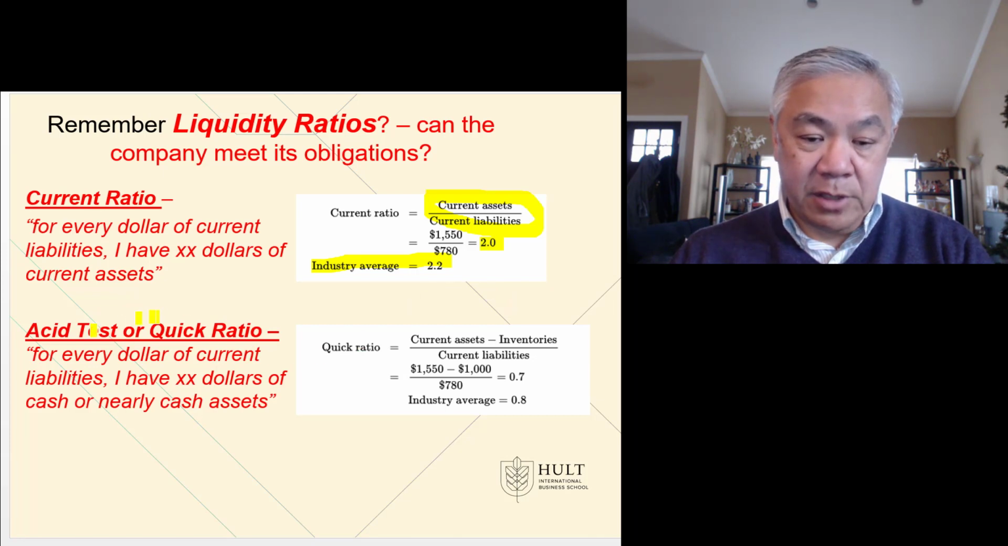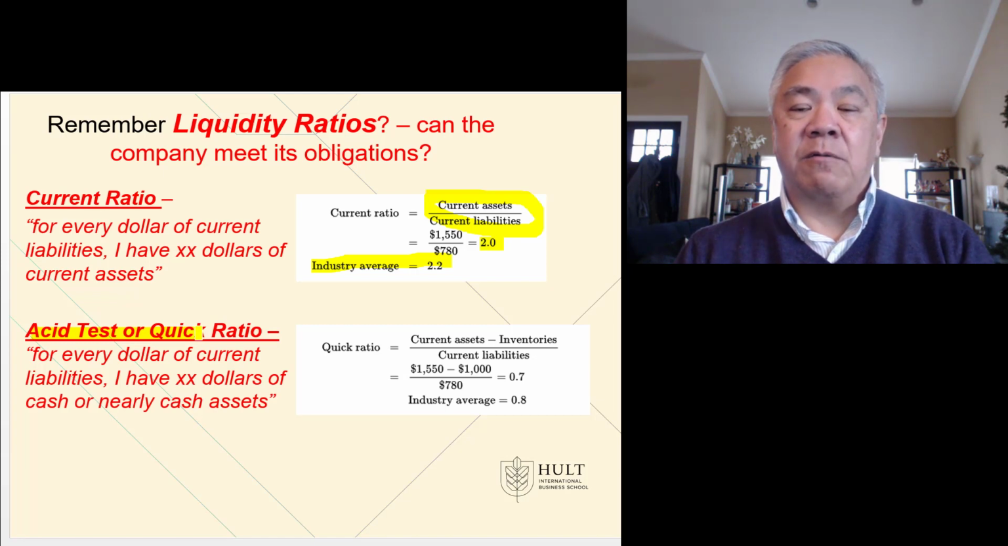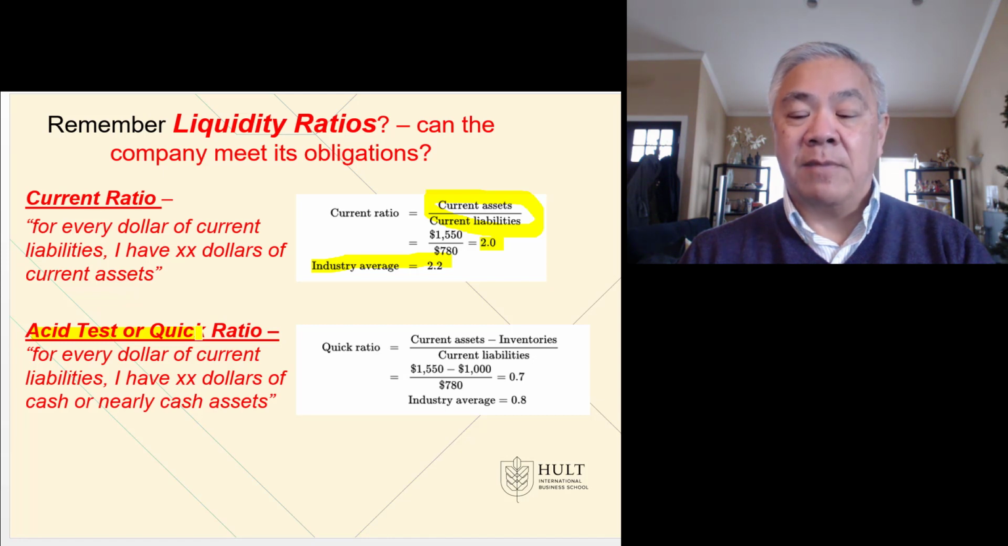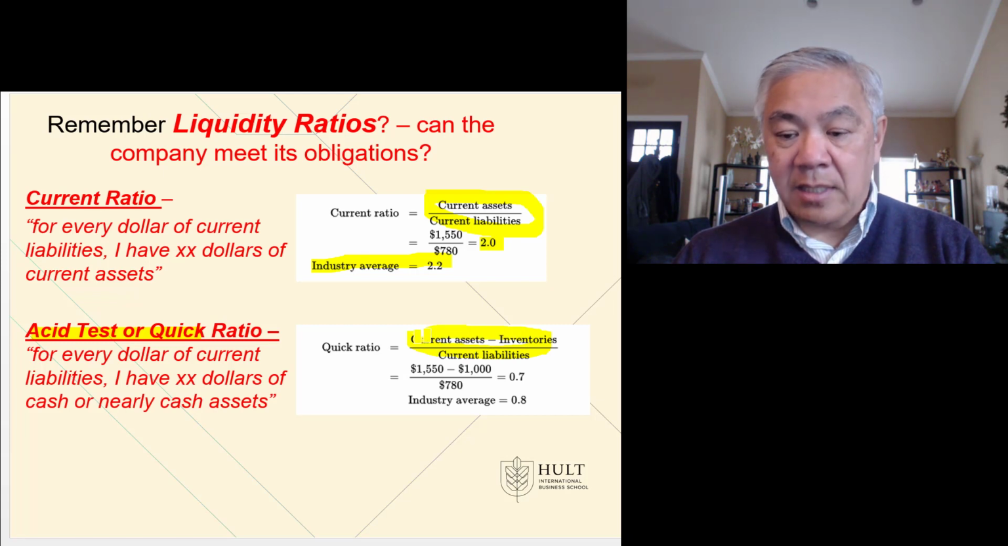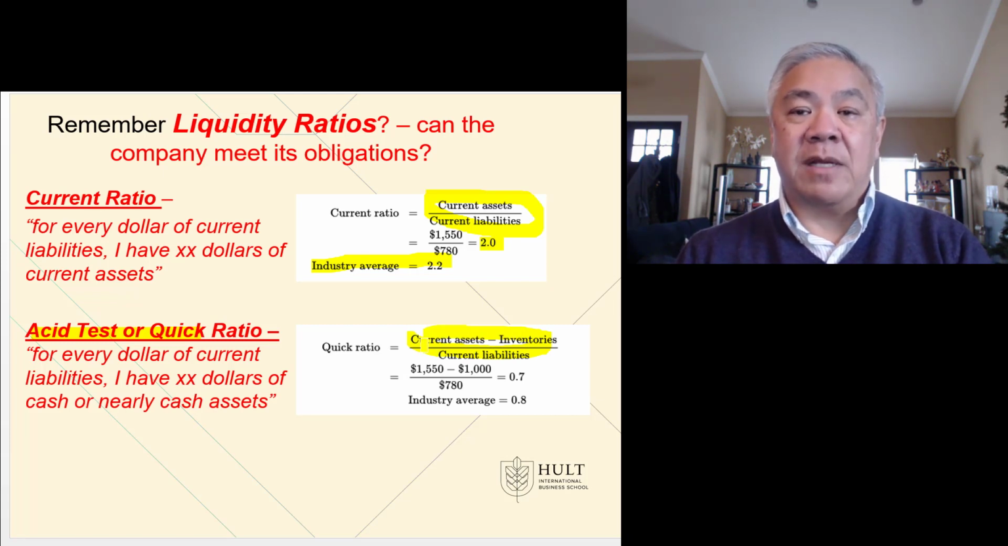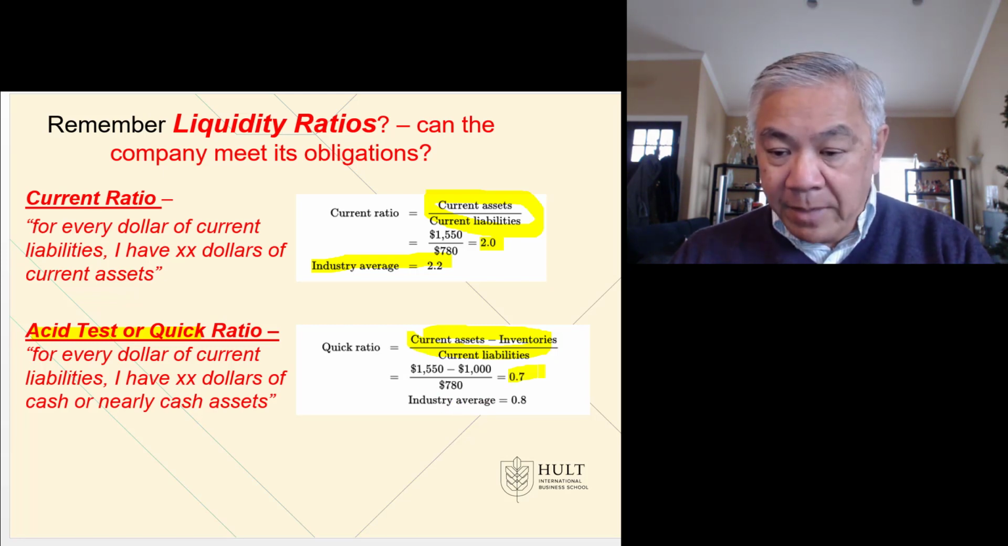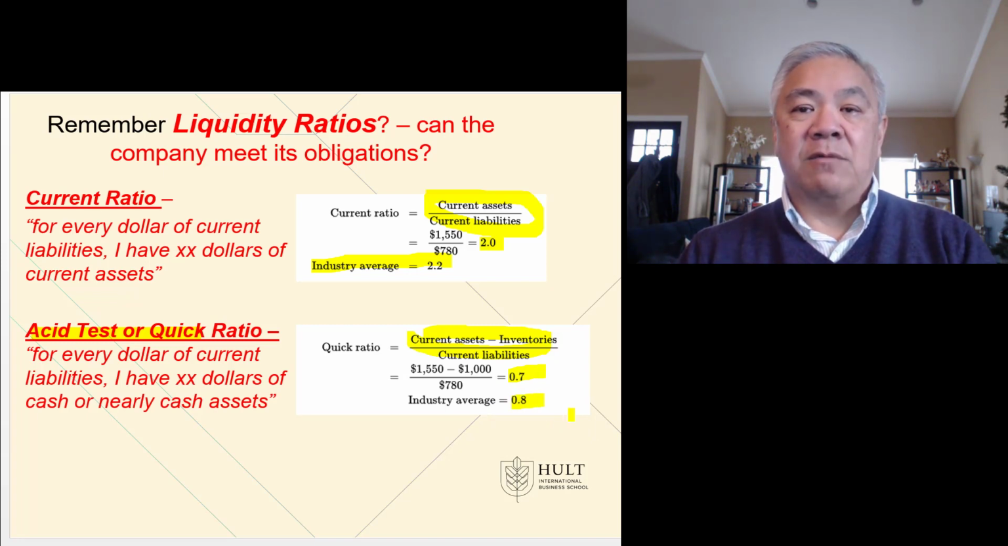The next test, which is below here, is called the acid or quick ratio. And this particular ratio is similar to current, except it excludes inventory. So we take the current assets as we did in the current ratio, subtract inventories, use that as the numerator, and then divide by current liabilities. So you can see the ratio right here. It's very similar to the current ratio, but it's more stringent, and that's why it's called acid test. In this case, Microdrive is 0.7, and industry average is 0.8. And again, rules of thumb historically have said 1.0 is healthy.